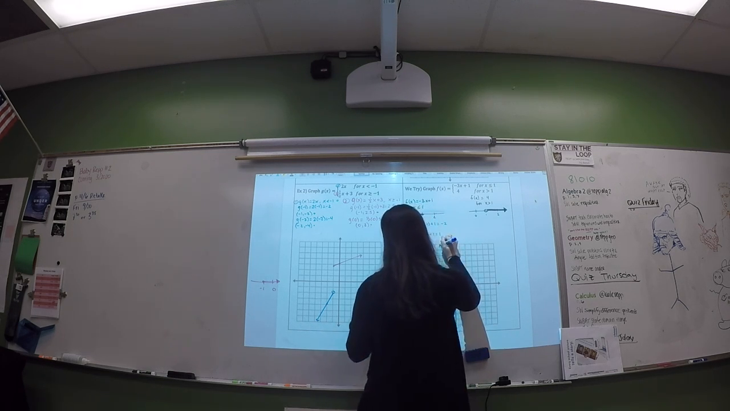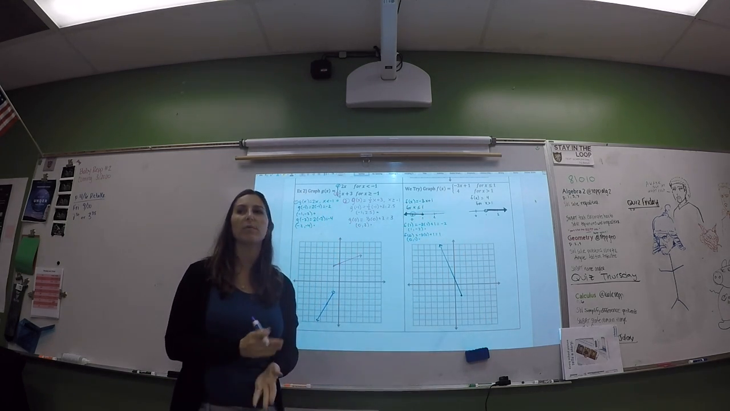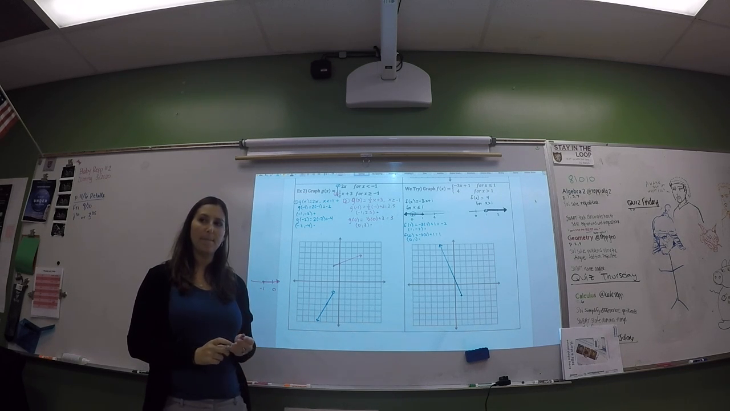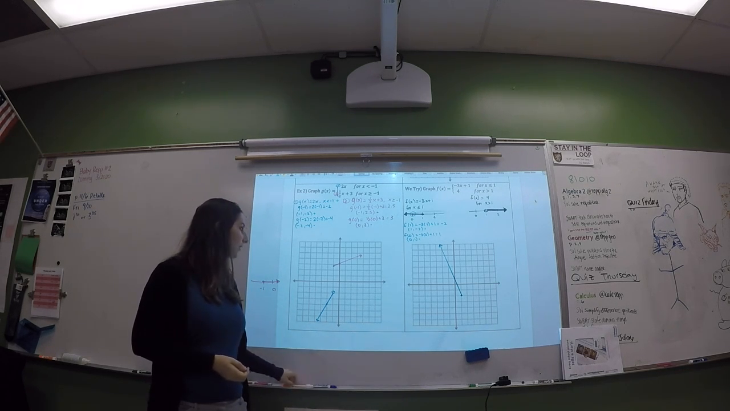And so it looks something like this. So it's steep because it's got a slope of -3. Questions?